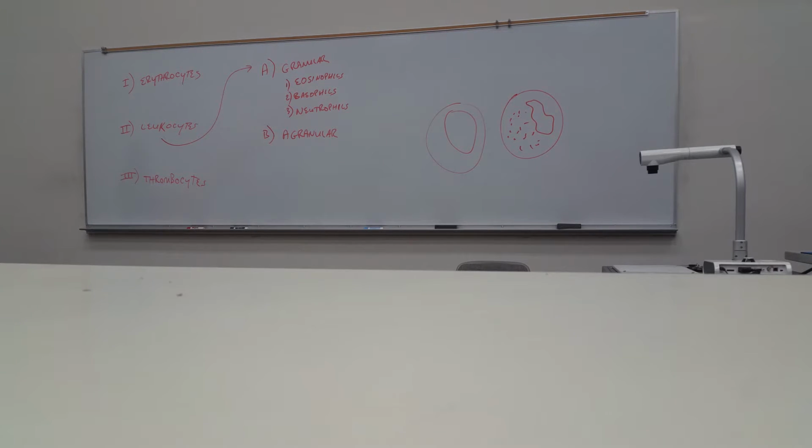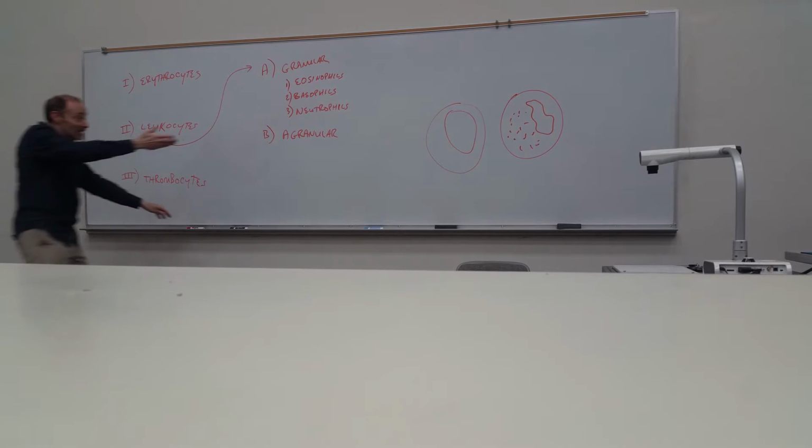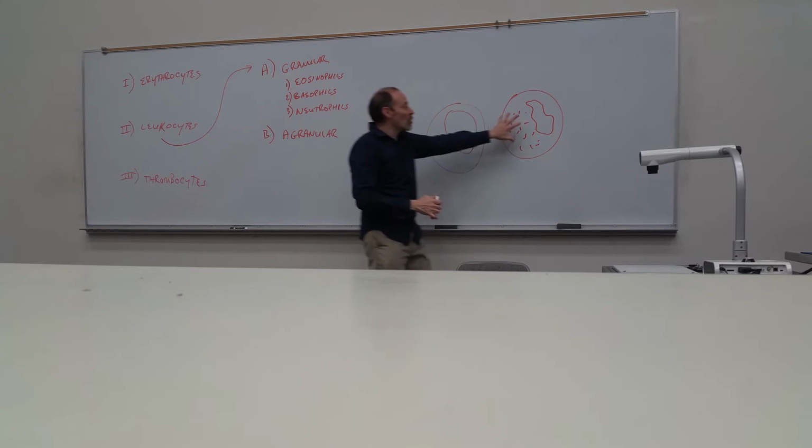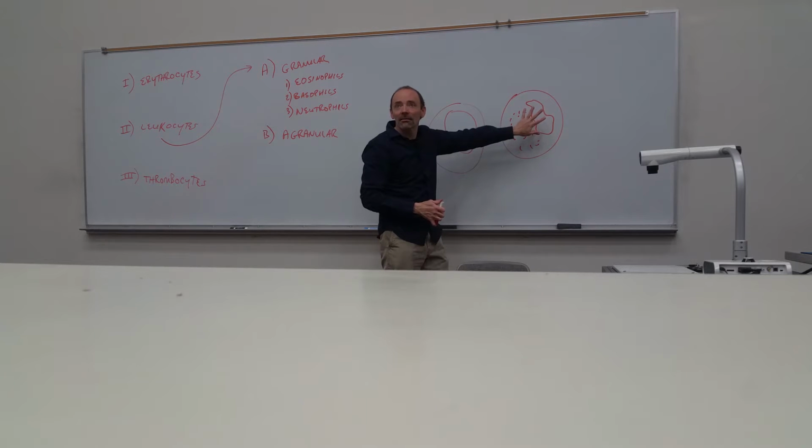So eosinophils love eosin. When you stain an eosinophil with H&E, remember H&E? The granules are going to prefer the pink eosin over the blue hematoxylin. So it's going to look kind of like this. The granules are going to look more towards the reddish side, the pinkish reddish color.